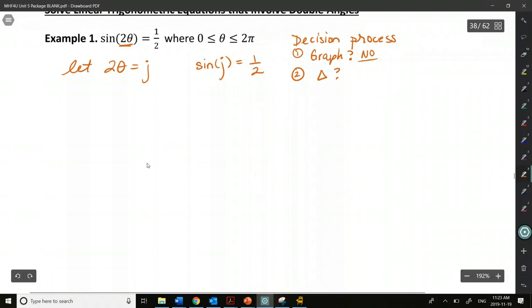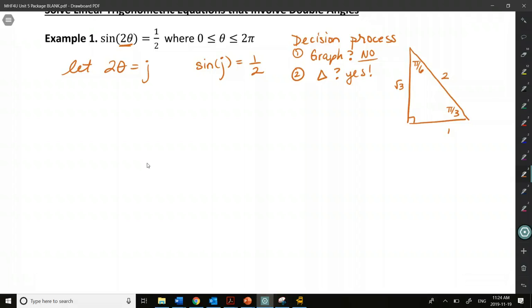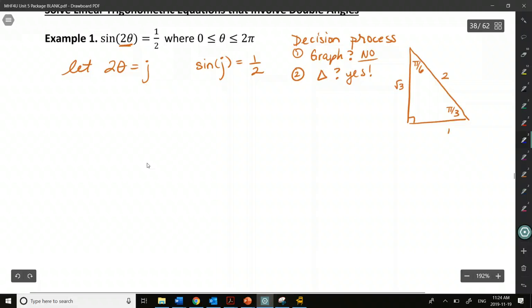Can I get opposite over hypotenuse of 1 over 2 from a special triangle? Yeah, we can. The pi over 6, pi over 3 triangle, right? Okay, which angle is going to give me an opposite over hypotenuse of 1 over 2? Yes, pi over 6 will give me an opposite over hypotenuse of 1 over 2. That's going to be our reference angle, which is pi over 6.